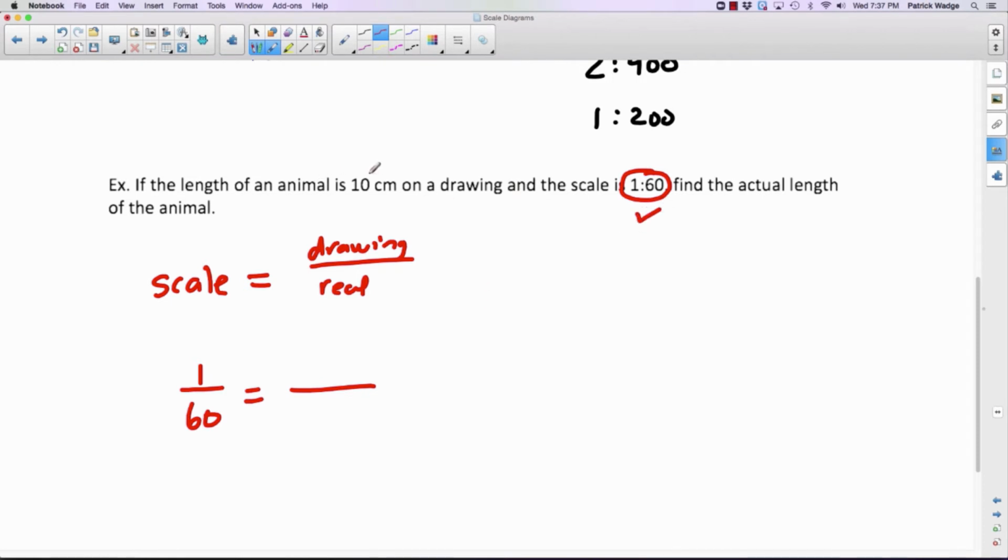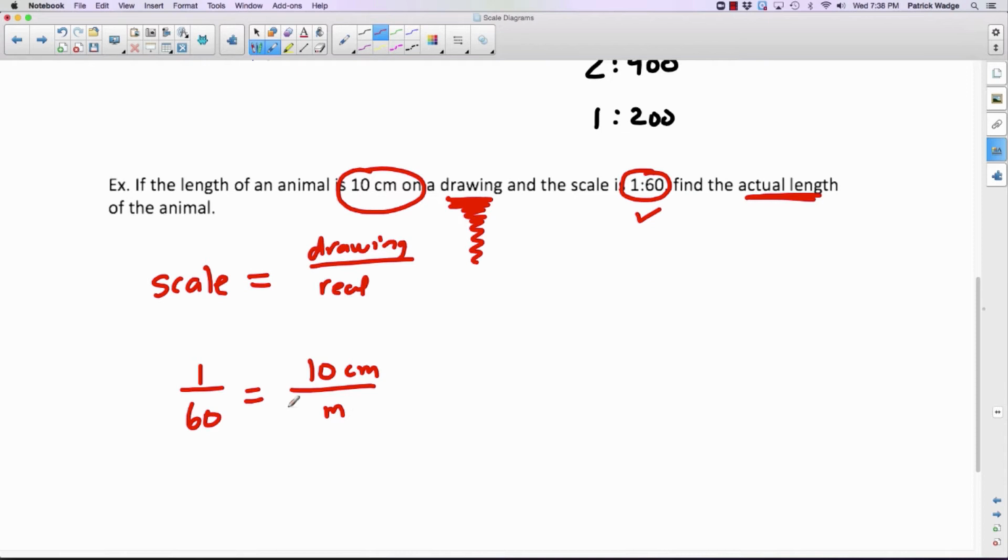We've used that. We have one other number here, this 10 centimeters. Is that from the drawing or is that from the real life? If the length of an animal is 10 centimeters on a drawing, oh, the 10 centimeters is the drawing. So where it says drawing, I should put 10 centimeters. And what I want to know is what's the actual length, what's the real length. So this is the thing I don't know. I'm going to call it m, I suppose. And we got to figure out how much that is.